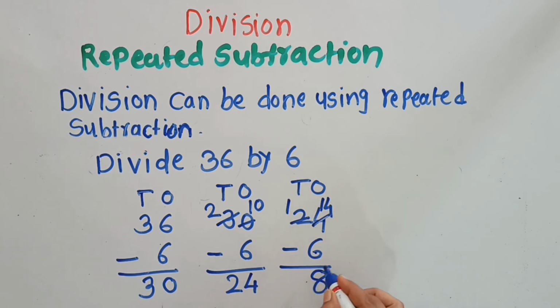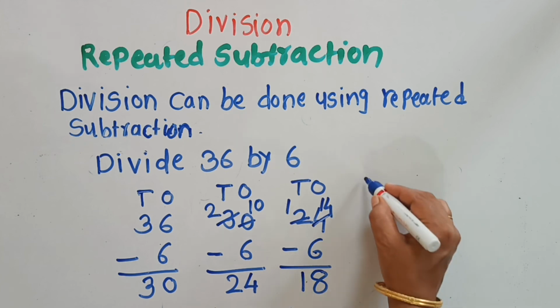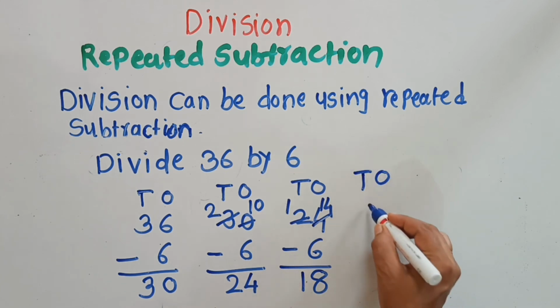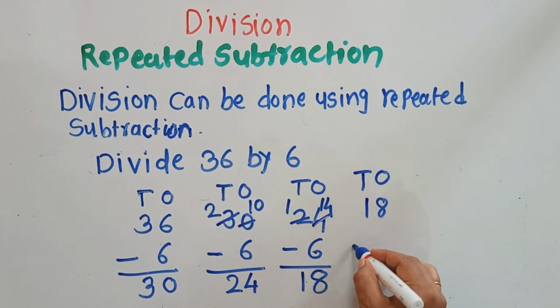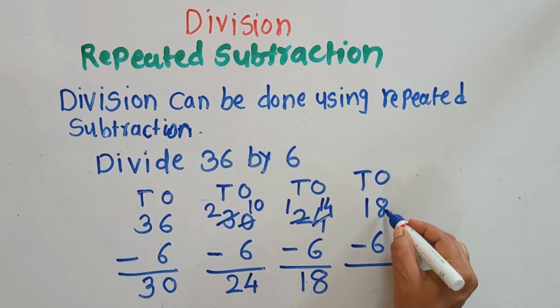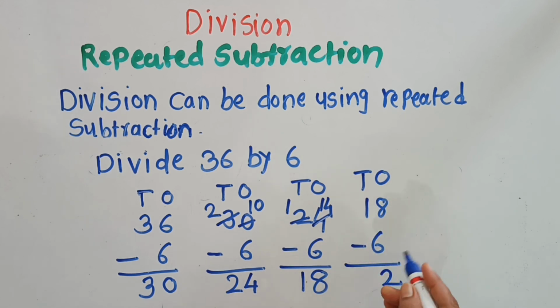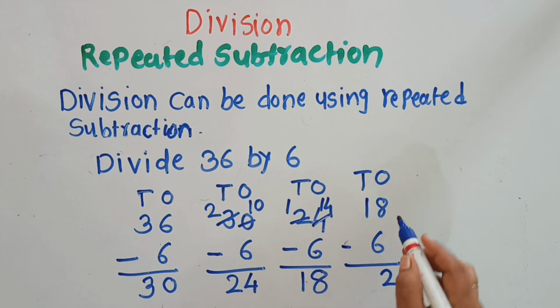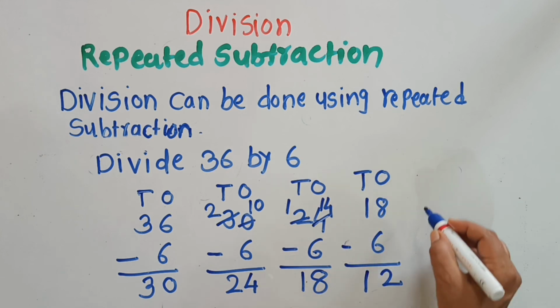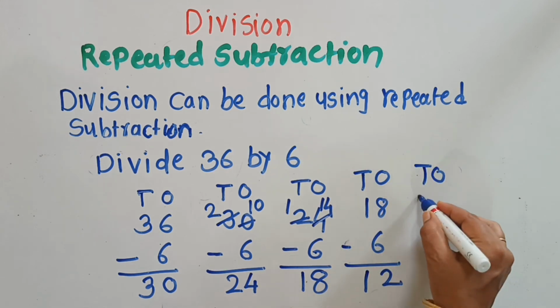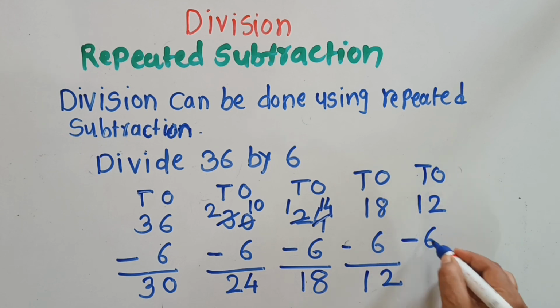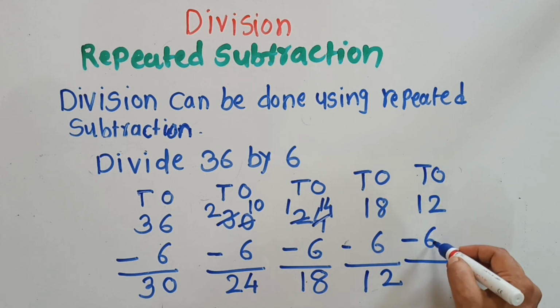8. Okay. And this 1 as it is down. Now 18. 6 here. See here 18. Again 18 minus 6. 8 minus 6. Yes, 2. And 1 as it is. Okay. Again 12 minus 6. 2 is smaller than 6.